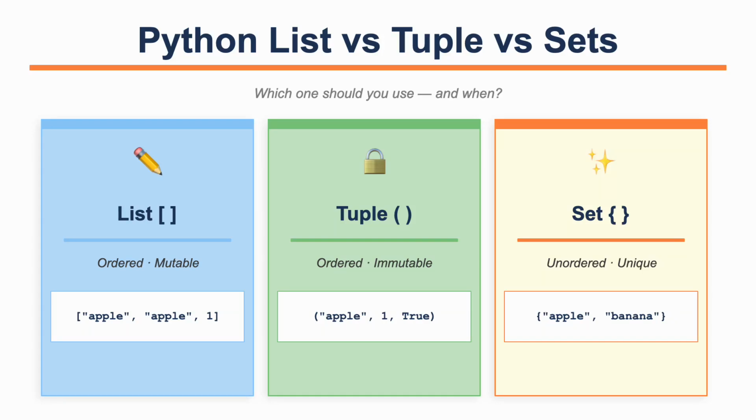Today we are going to learn about three important collection types in Python. They are the list, the tuple, and the set. Each one stores multiple values. The rules about how that data behaves are different for each type. By the end of this tutorial, you will know when to use each one and why it matters.